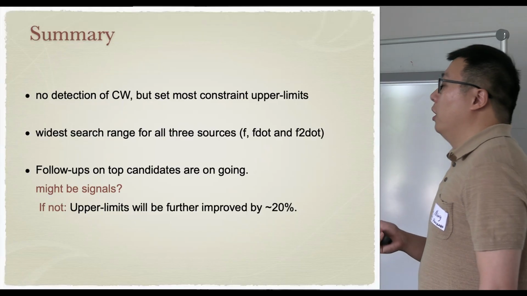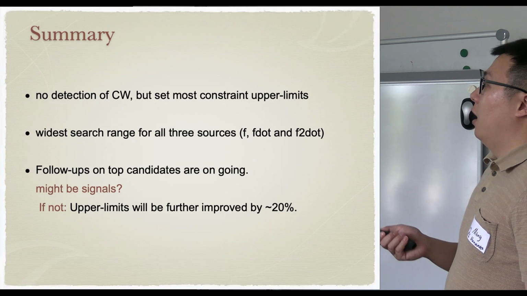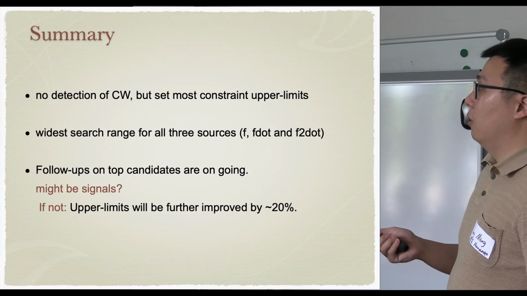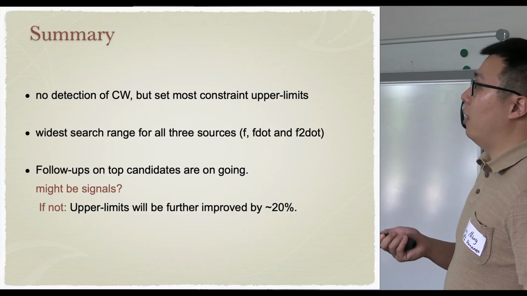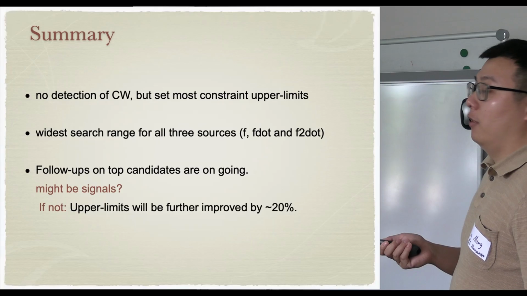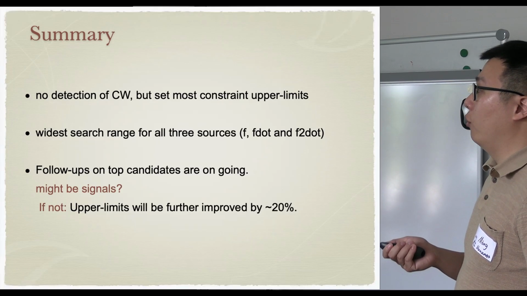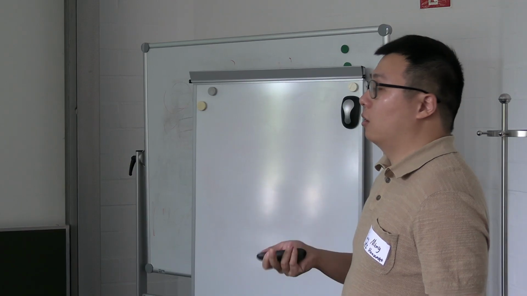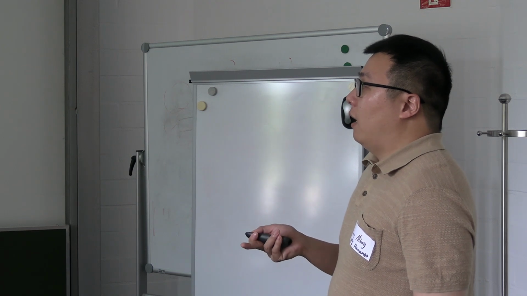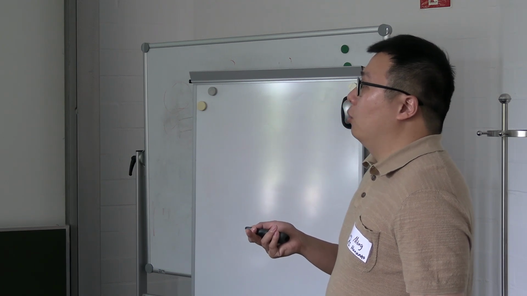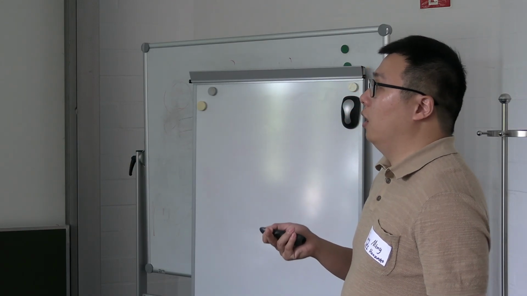I also want to mention that all the plots and the results I showed you are before any follow-ups. We are currently doing some follow-ups. Once those follow-ups are done, we might find some real signals. But if not, we can exclude a lot of top candidates, which can bring down our upper limits further by 20%. So the upper limit we can set in the end could be even better.